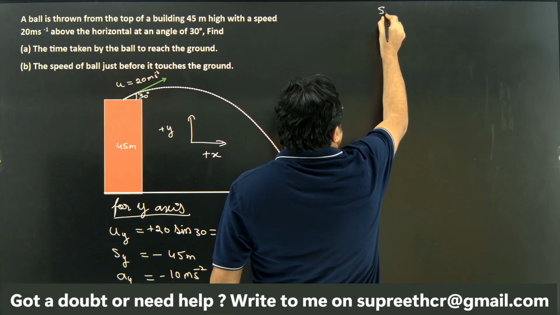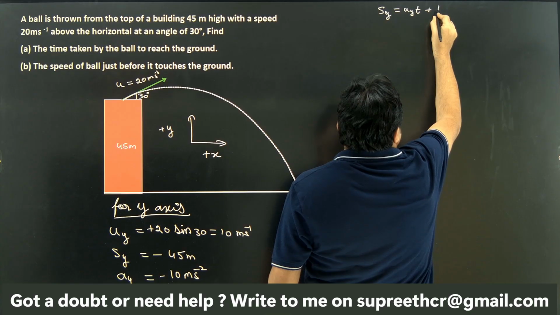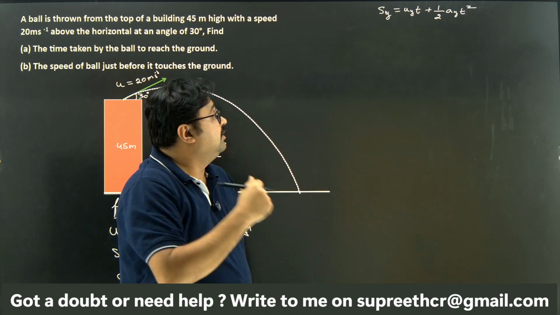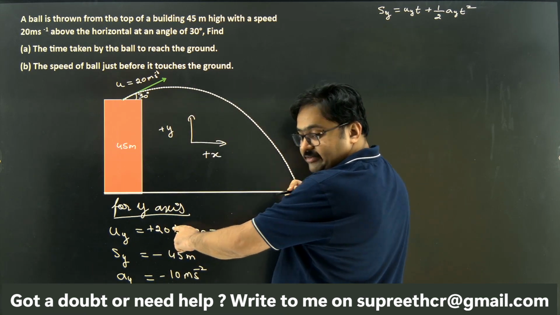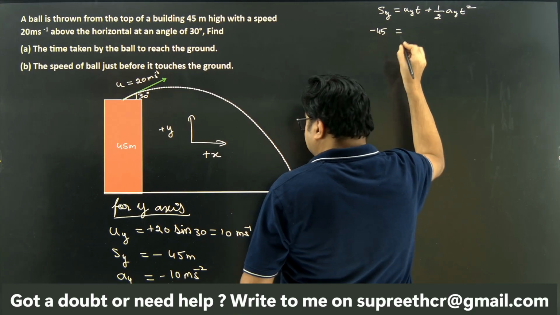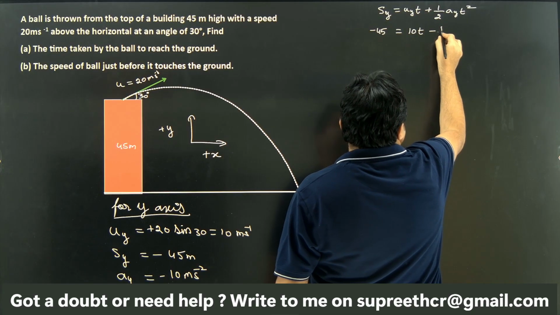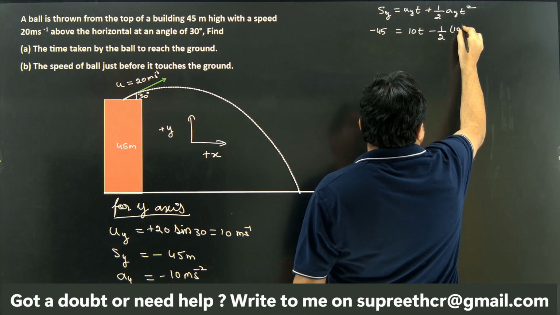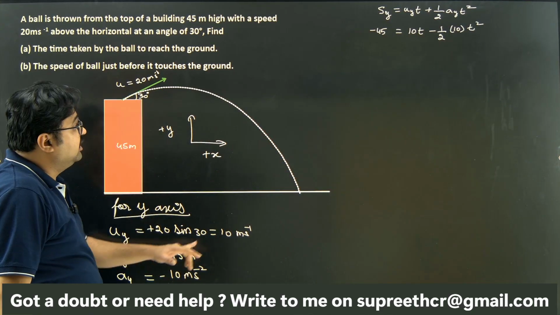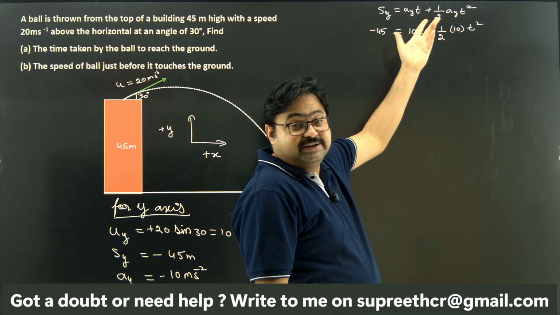The equation is Sy equal to Uy into t plus half Ay into t square. That's the equation you have. Let us substitute all of this. We have Sy equal to minus 45 equal to Uy, which is plus 10, into t minus half into 10 multiplied by t square. So you have the equation. I have just substituted minus 10. Minus into plus becomes minus.